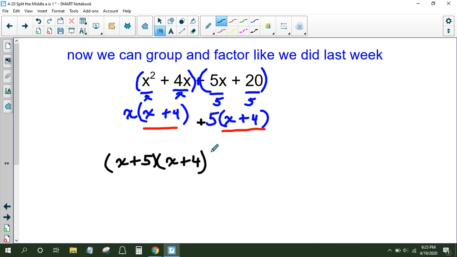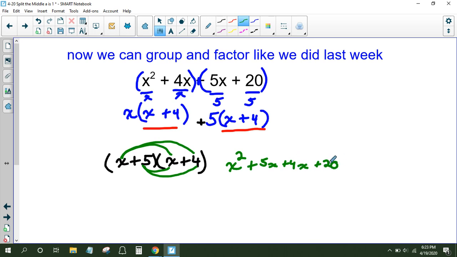All right, so just to check, to make sure that this is correct, we can distribute back. x times x, x times 4, 5 times x, 5 times 4, and we should get right back to x squared plus 9x plus 20. You will see that if you multiply that and distribute, you'll get x squared plus 5x plus 4x plus 20.